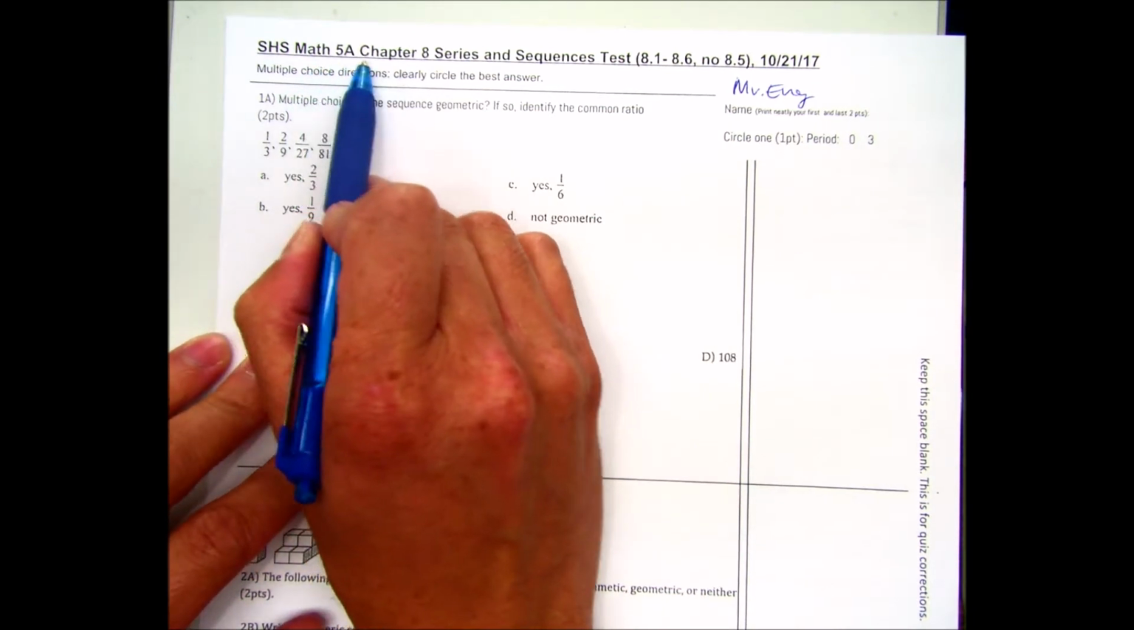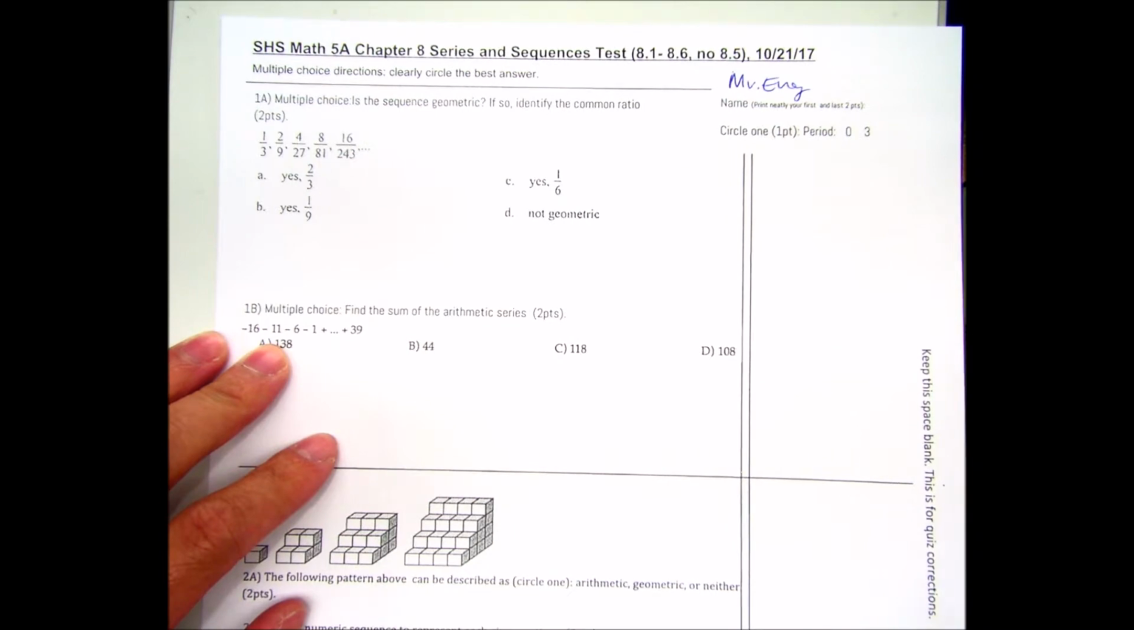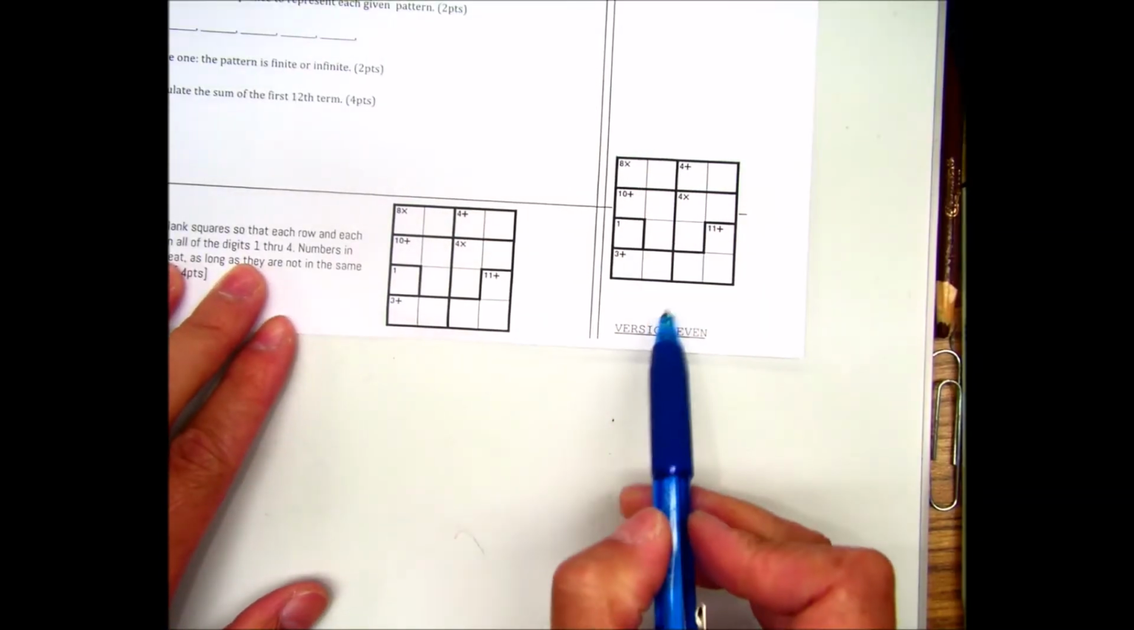Hey, this is Mr. Ng going over the Math 5 Chapter 8 tests. This is going over version even, the bottom right.